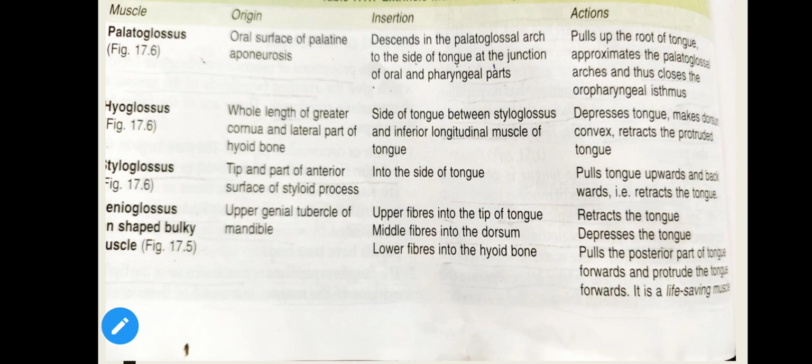Hyoglossus, which connects the tongue to the hyoid bone. Origin is the whole length of the greater cornua and lateral part of the hyoid bone. Insertion is the side of the tongue between styloglossus and inferior longitudinal muscles of the tongue. Actions are that it depresses the tongue, makes the dorsum convex, and retracts the protruded tongue.